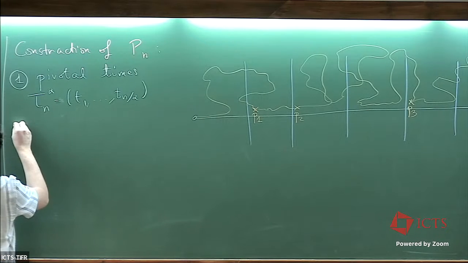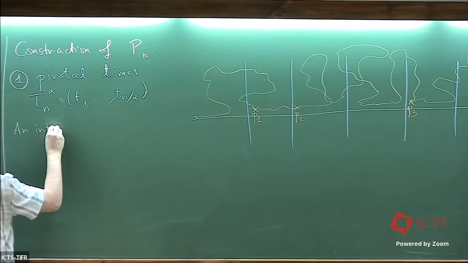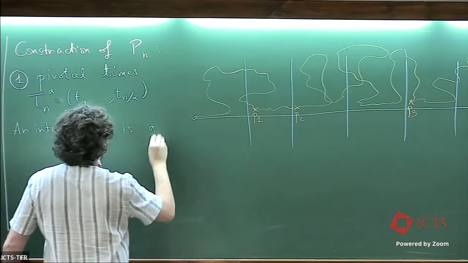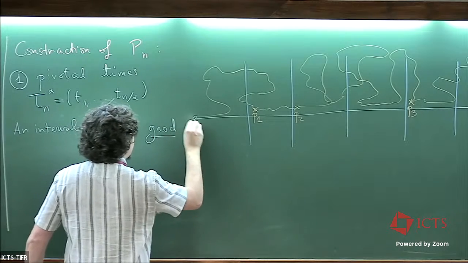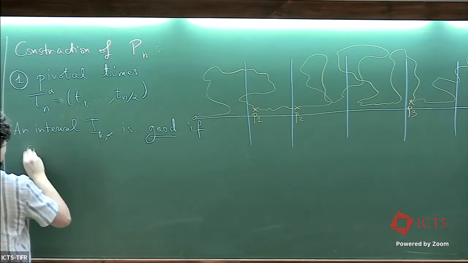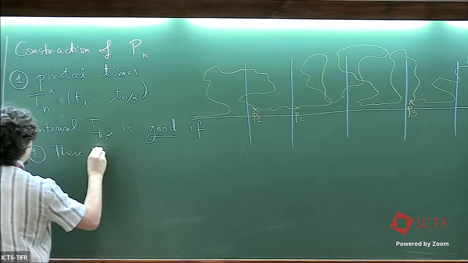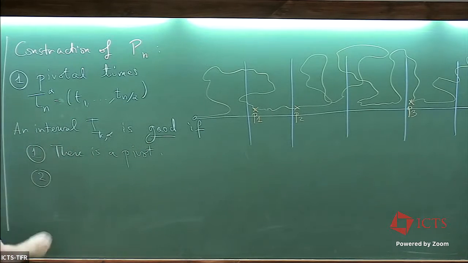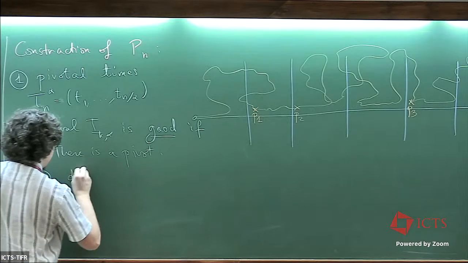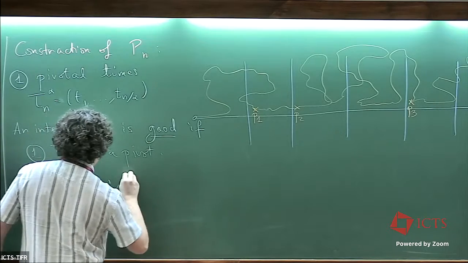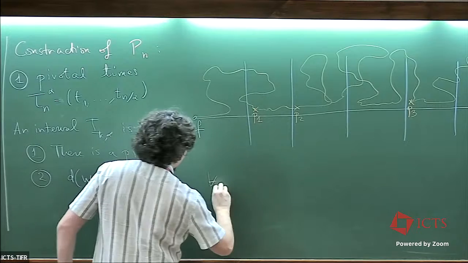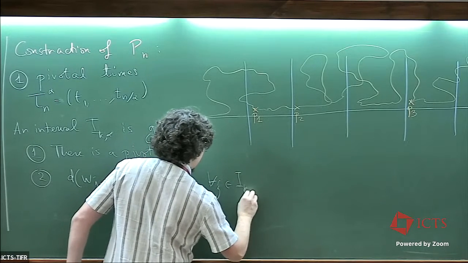So recall that an interval, ik alpha, is good if there are two things. One is there is a pivot. And the second, that the steps of the walk are never too big. So the distance between wj minus 1 and wj is always less than this other constant L for every j in this interval.